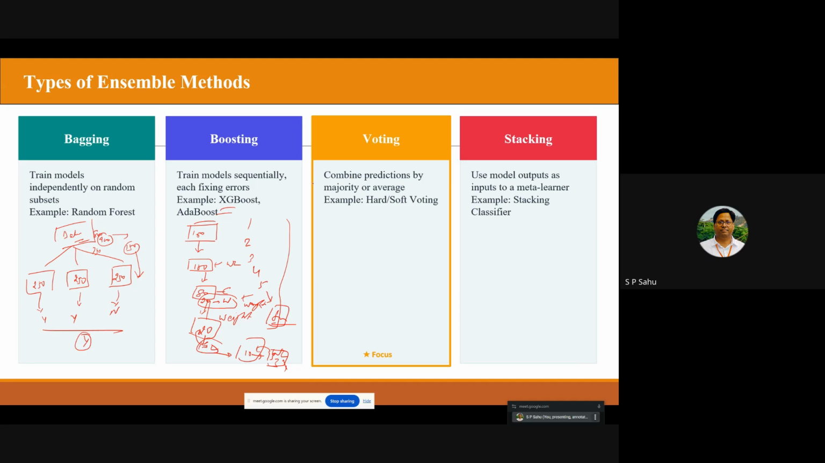Either we are using bagging or boosting, we will combine the predictions as majority or average. This is hard voting and soft voting. In case of classification, we may use the majority, and for regression, we may take the average. So this is an example of a voting mechanism.